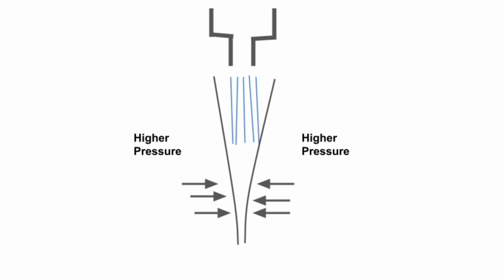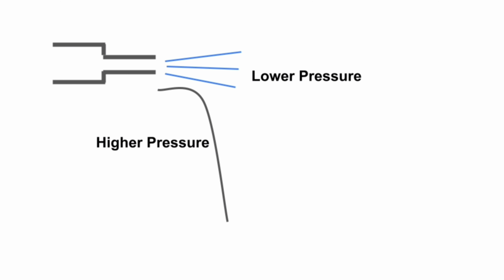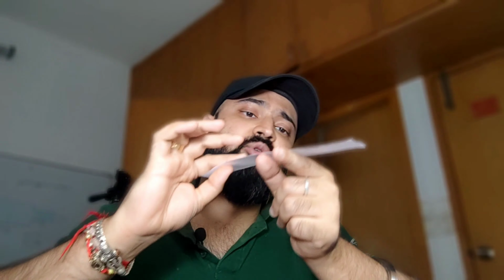Now, before discussing why it is wrong, let me show the other demonstration. In this demonstration, the wrong explanation says, when we blow air, according to Bernoulli's principle, a low pressure zone is created above the surface and the air below it, which is at higher pressure, will push it upward. In that case, how do we explain this?